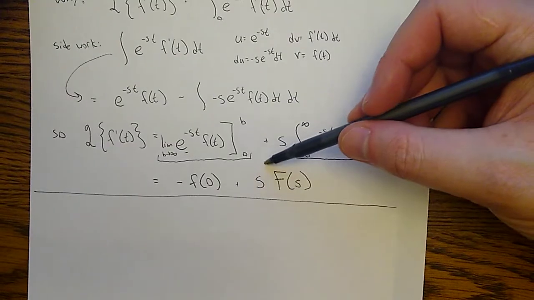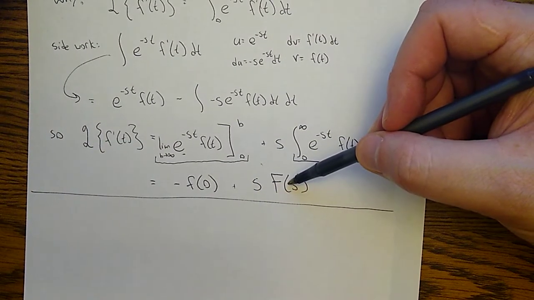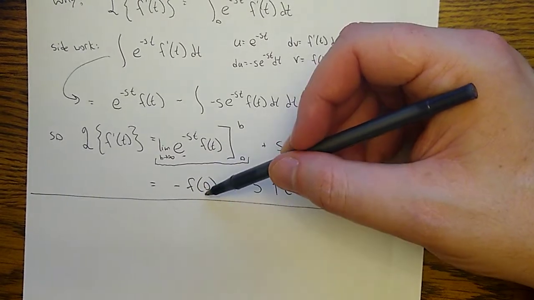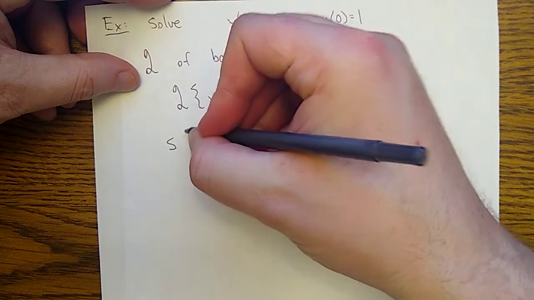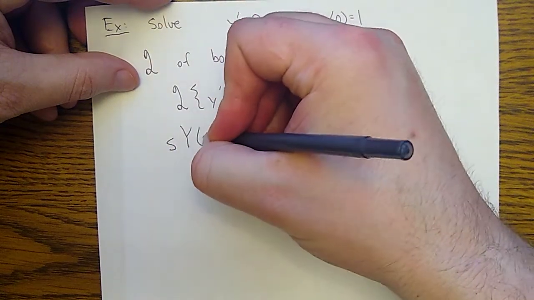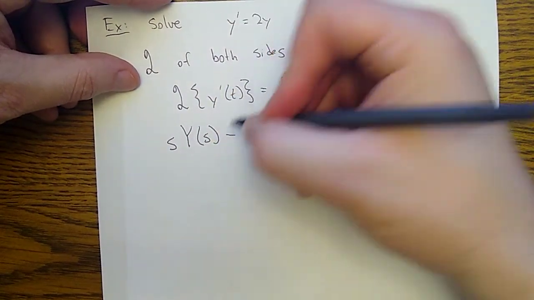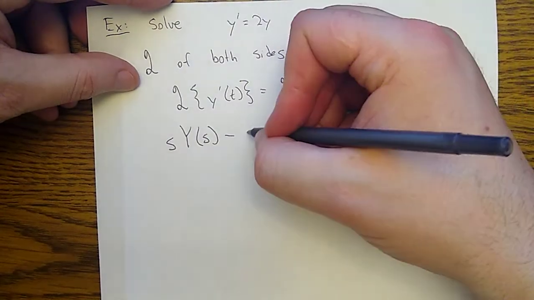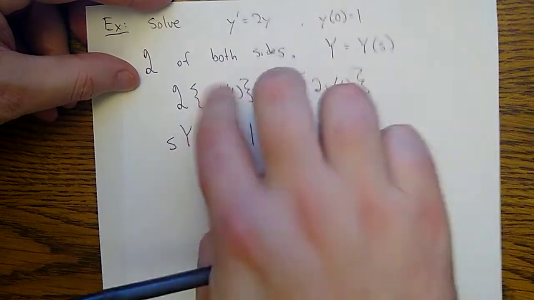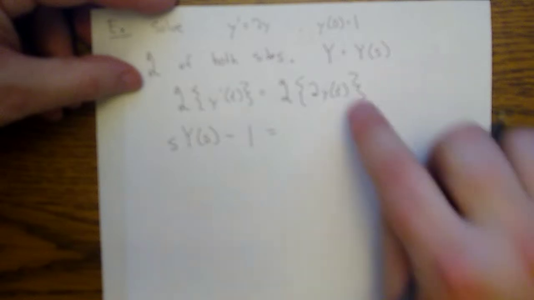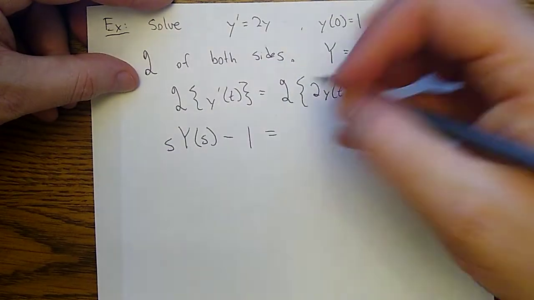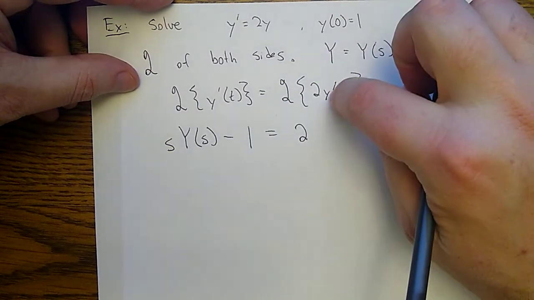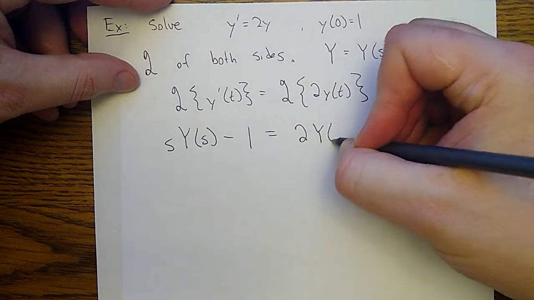On the left, I get s times the Laplace transform of y minus y of 0. That's what I get on the left. On the right, 2 is just a constant multiple. The Laplace transform of little y is big Y.